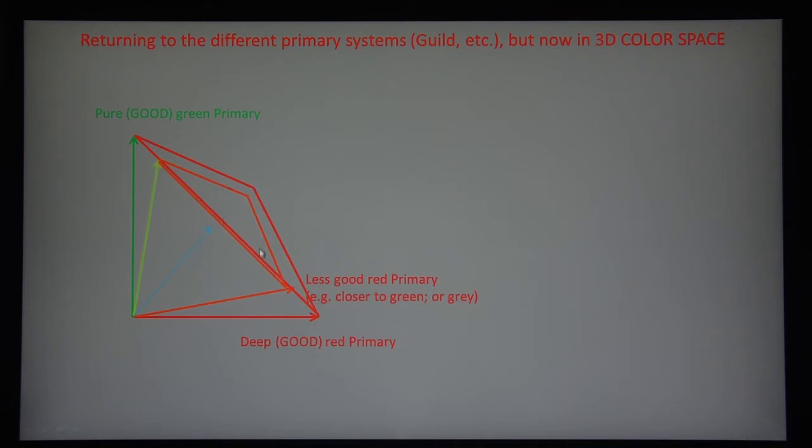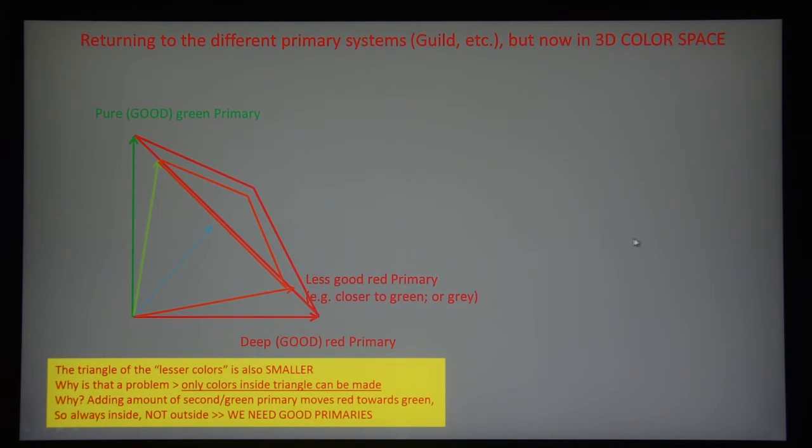So the people working in Mr. Wright's system cannot make these colors of Mr. Guild with the lamps. That doesn't work. That's a problem. At least not physically. Mathematically you can make these colors by negative numbers. We will see that later. So ideally we need very good primaries which all have positive values to make everything inside.